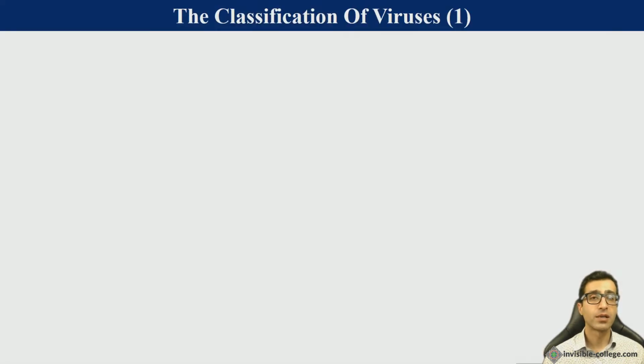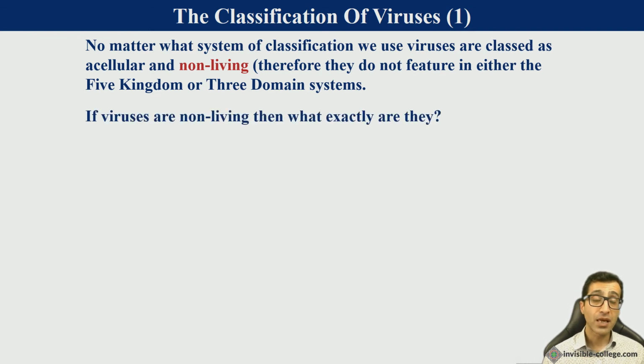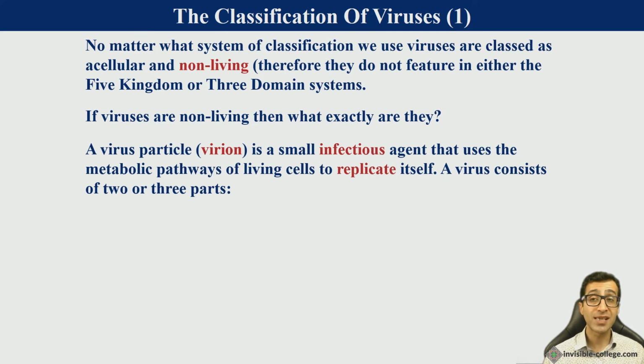So let's have a look at the way that viruses are classified. Now, no matter what system of classification we use, viruses are classified as being acellular. In other words, they are not made up of cells, and as such they are non-living, so they don't feature in either the 5-kingdom or the 3-domain systems of classification. So if viruses are not living things, then what exactly are they? Well, they can be thought of simply as self-replicating particles which can be found in the context of biological systems. Now, virus particles, or virions as they're sometimes called, are small infectious agents which use the metabolic pathways of living cells to replicate themselves.